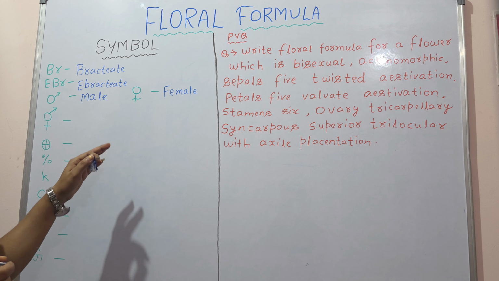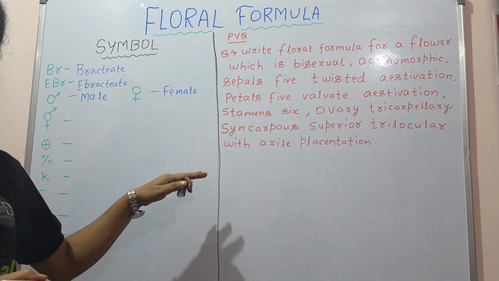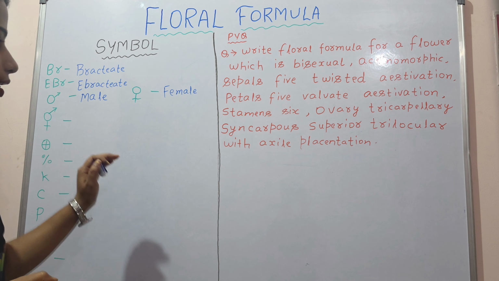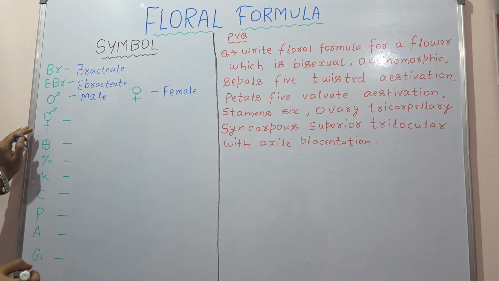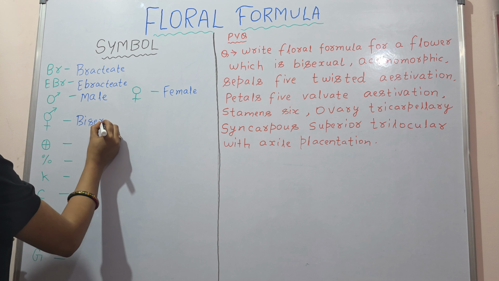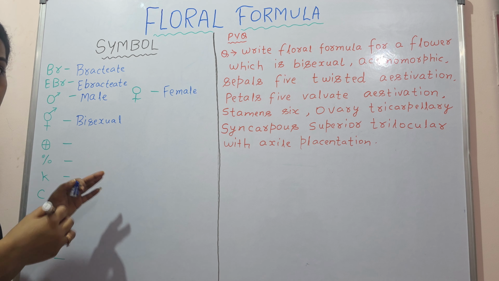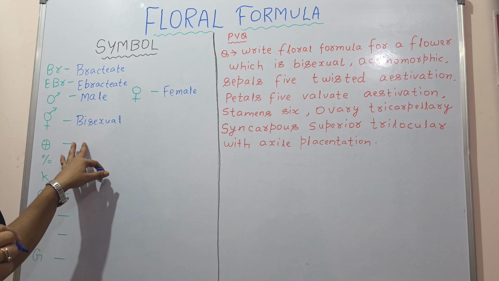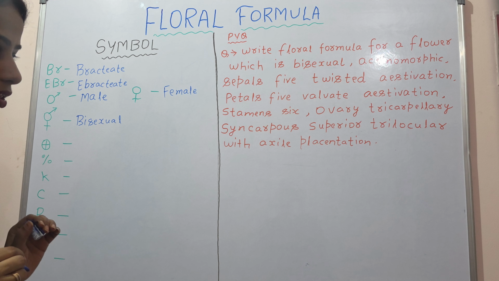When the male and female parts are present in the same flower, then it is called bisexual or hermaphrodite, and that is represented by this symbol. So this is a bisexual flower. Can you say an example of a bisexual flower? Hibiscus, right? So hibiscus is an example of a bisexual flower.